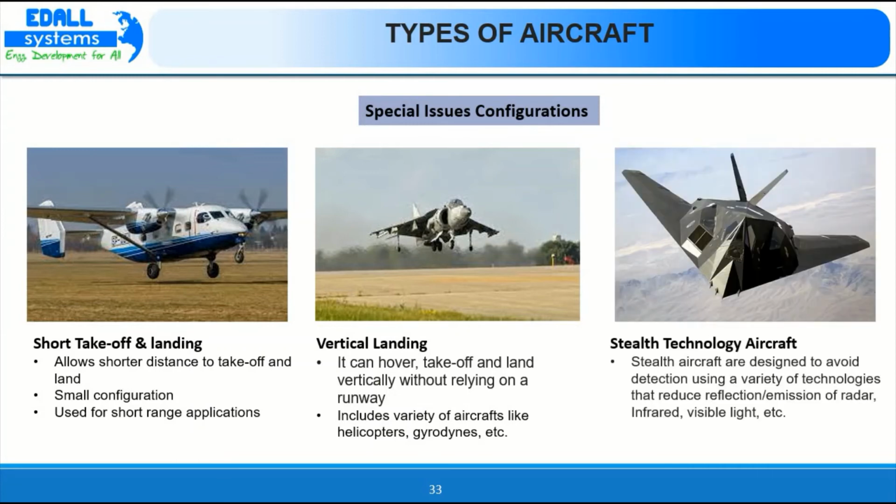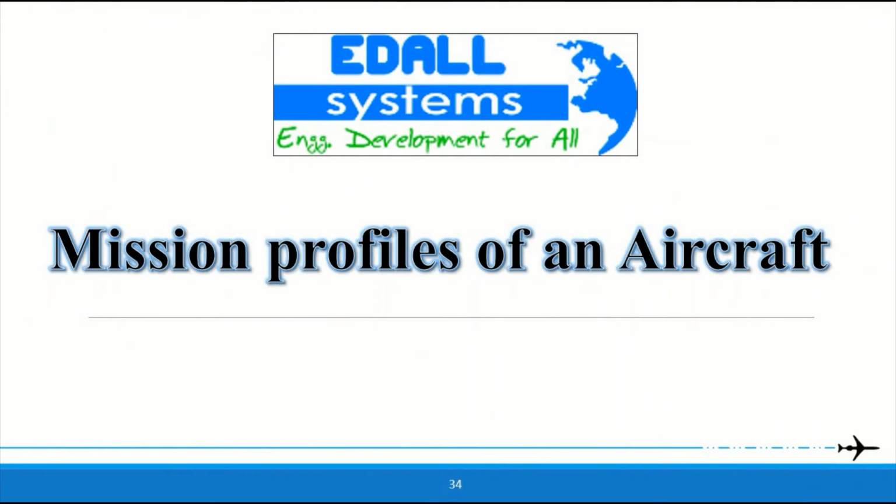Then we have stealth technology aircraft. Stealth aircraft are designed to avoid detection using a variety of technologies that reduce reflection and emission of radar, infrared, visible light, etc. These kinds of aircraft are used for special missions where they cannot be detected by any radar or by technologies like infrared. Their bodies are very different from the usual designs and are generally used for special missions only. Then next we will see mission profiles of an aircraft.